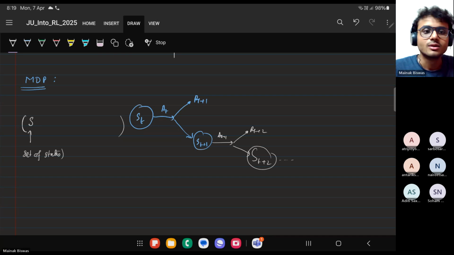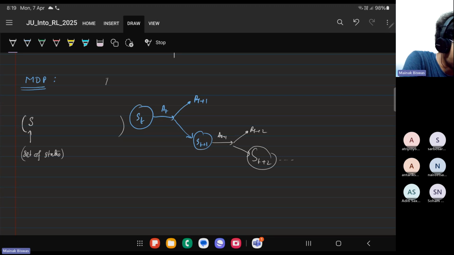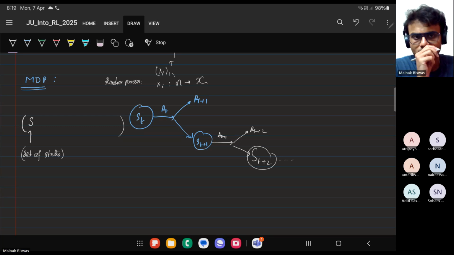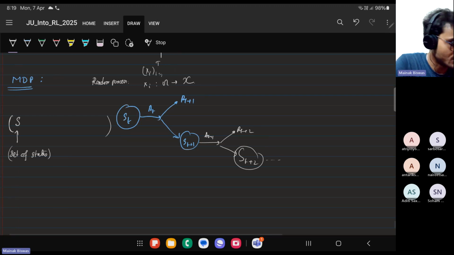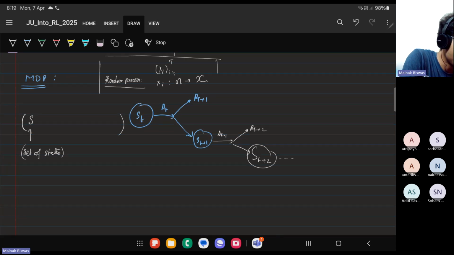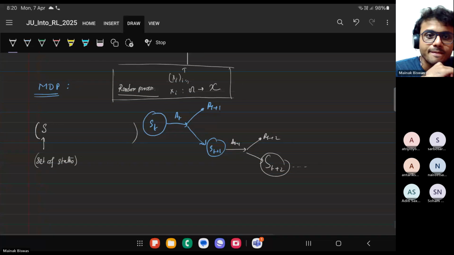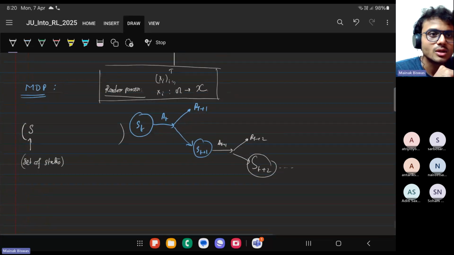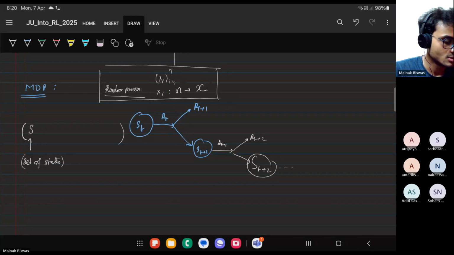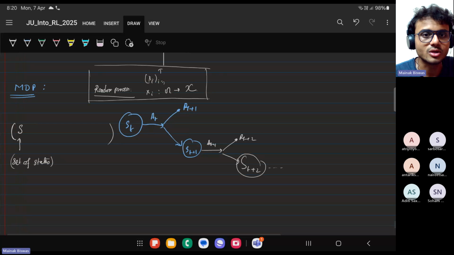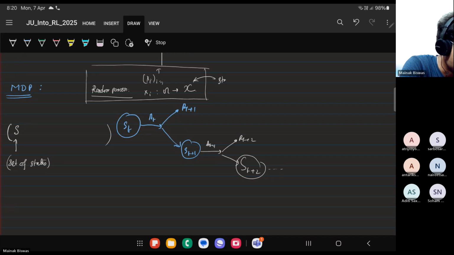Remember last time we said that a random process was a collection of random variables X_i, i equal to 1 to t, and each X_i was a map from the sample space to the state space. So this is the same state space.